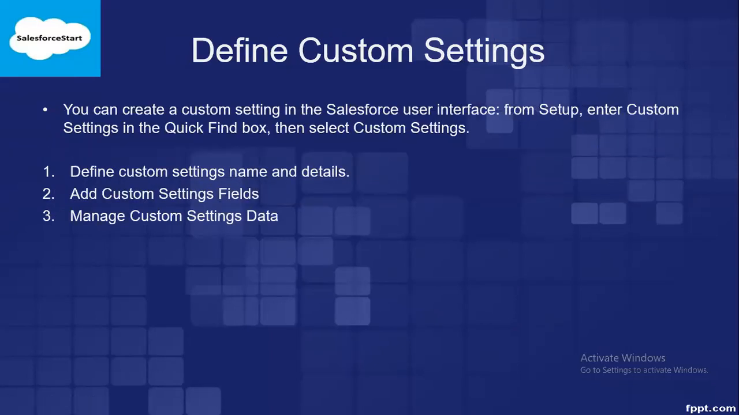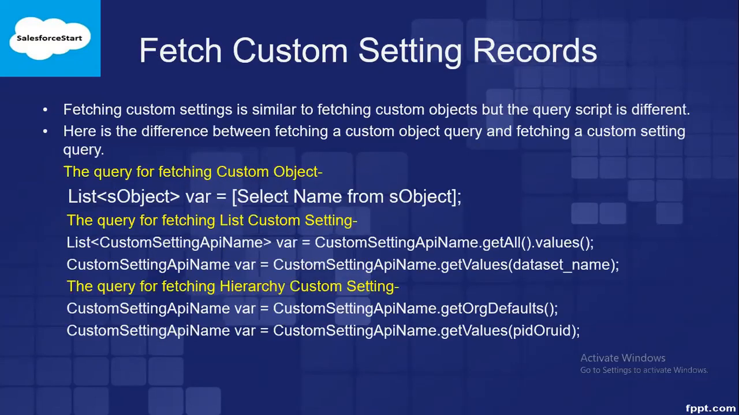Yeah, this is just how to define custom settings. And we have seen how to fetch custom setting records, right? For a list, we have seen it, and for querying and fetching hierarchy custom settings, we will use this type of code.